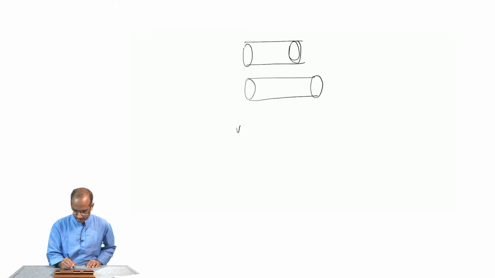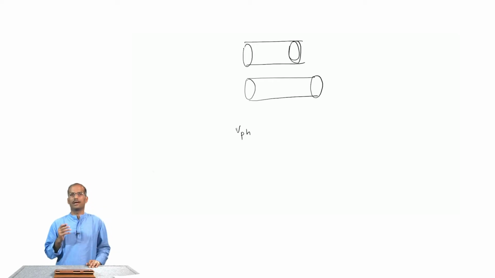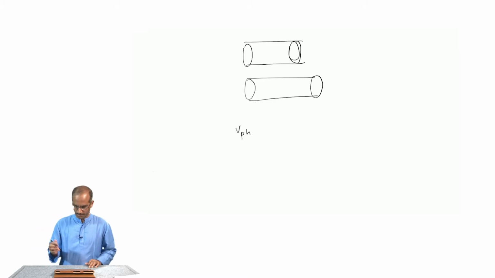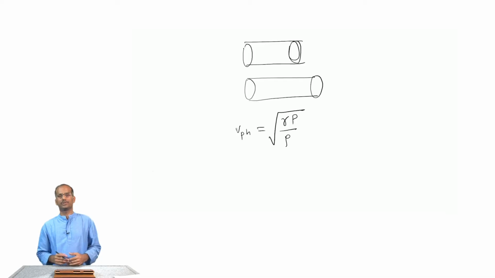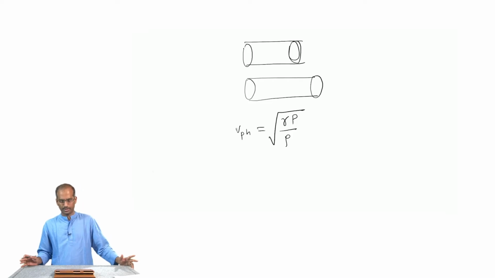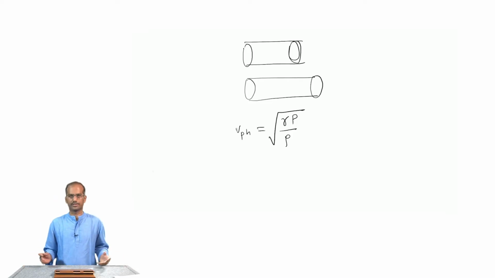You can obtain the phase velocity of such a wave, and phase velocity is simply the velocity of sound or speed of sound in this case, and it is given by this expression, square root of gamma p by rho. So, gamma is the ratio of specific heat capacities, p is the pressure and rho is the density of the gas.